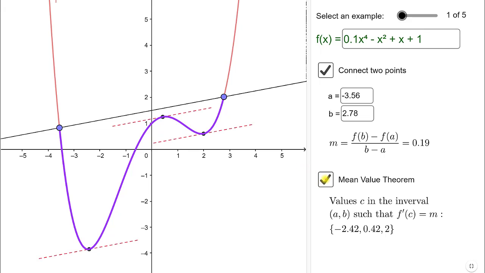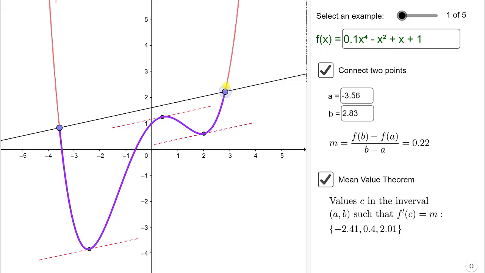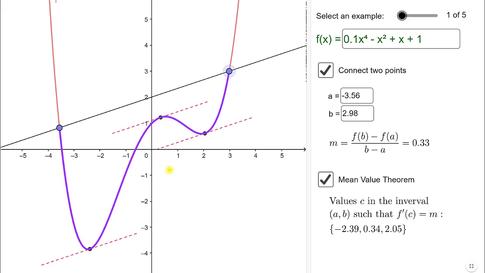And let's take a look. Here it is. So you can see there are three different c values, and there they are. They're listed: negative 2.39, 0.34, 2.05, and that's where the slope of the tangent is the same as the slope of the secant line. The instantaneous rate of change is the same as the average rate of change.